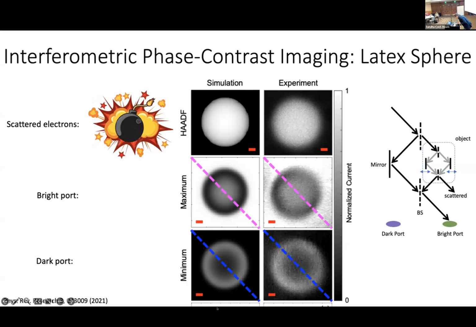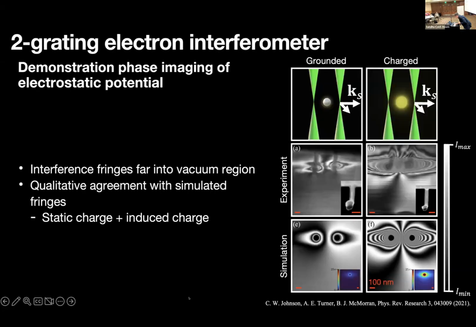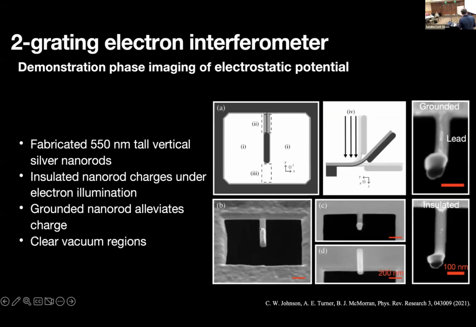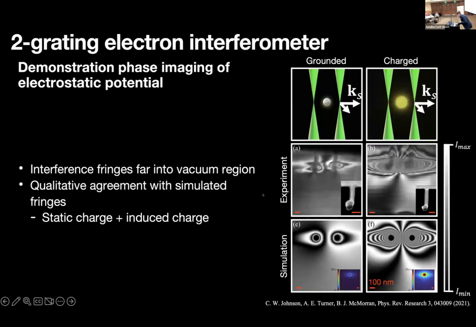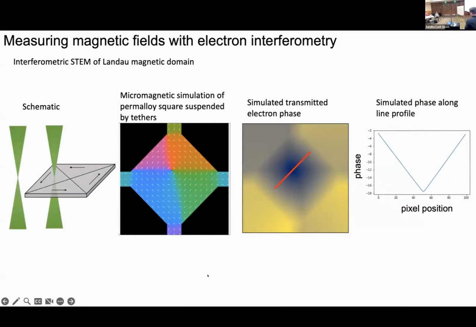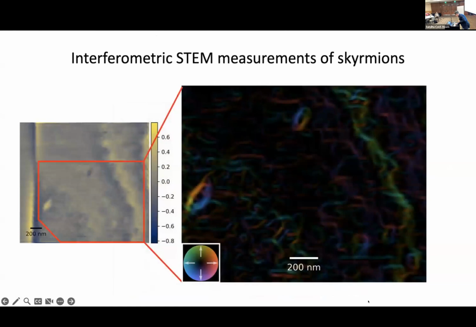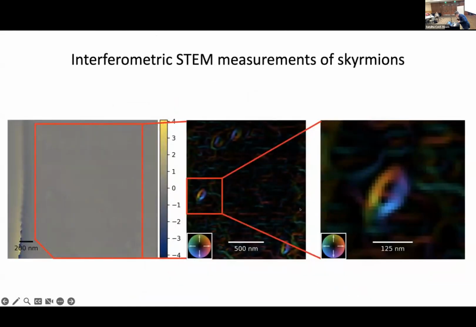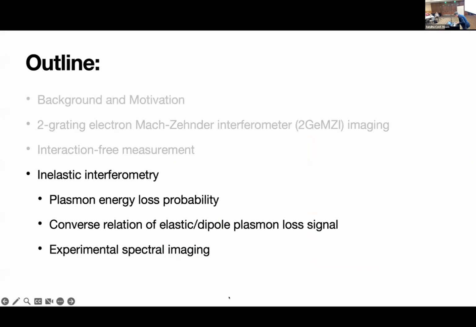Okay. We can do other things, like image electric fields around objects. So there's a charged object, and we get some kind of phase contrast through the electric field. We can image magnetic fields, or more correctly, you can measure their magnetic vector potentials using a famous effect. Okay, so here are some topological defects in magnetization we're interested in.